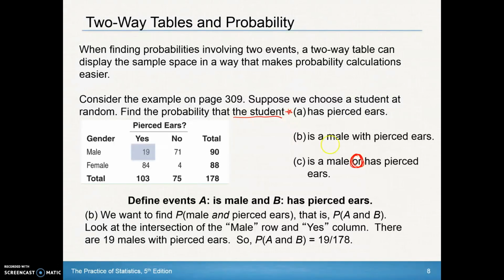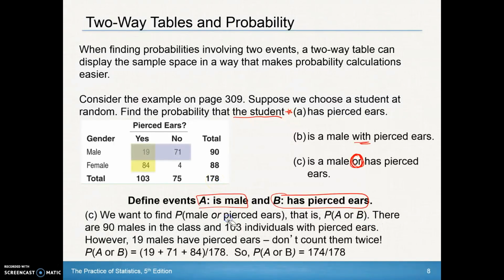If we look at the probability of male with pierced ears, okay, so that means we want to find the probability of male and pierced ears. When I say is a male with pierced ears, that's a male and they have pierced ears. So as defined by the events up here, we're looking at the probability of A and B. Okay. So let's look at the intersection of that. We want it to be both male and pierced ears. And that's what we have here. We have 19 males with pierced ears out of the 178.